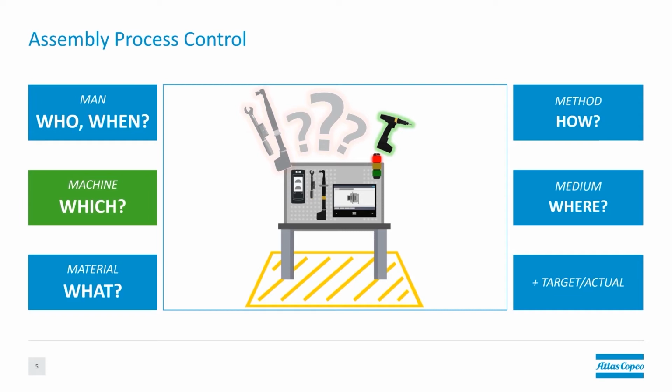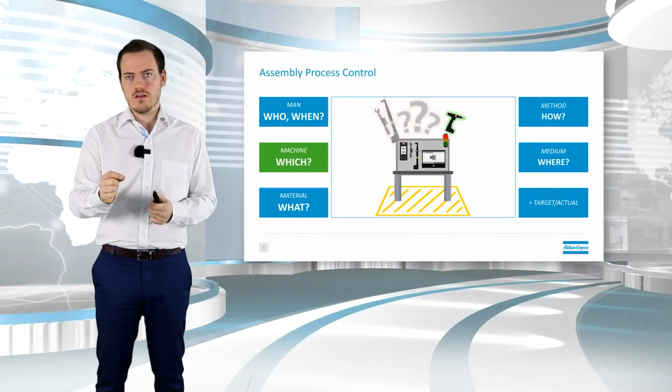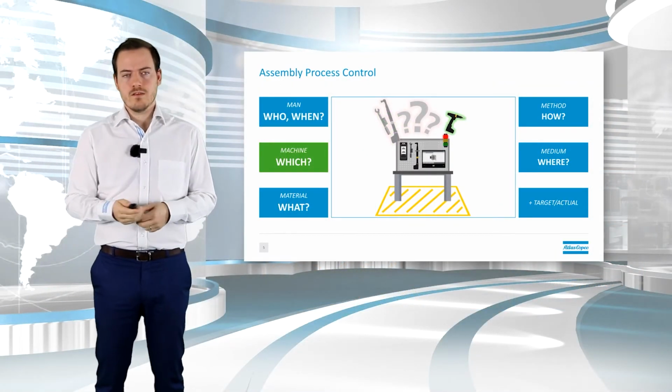Now, if we have a process control that really makes sure that the right tool is selected, only the right tool is enabled. All the other ones are locked. They cannot use it. So that's how we can avoid the mistakes related to the machine.